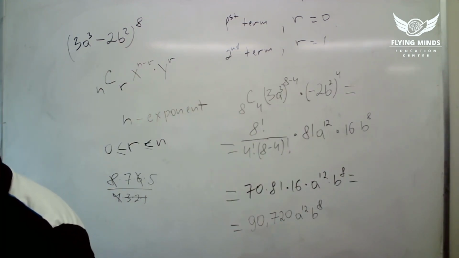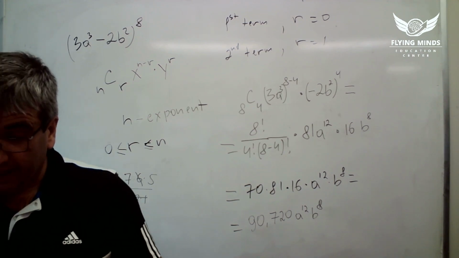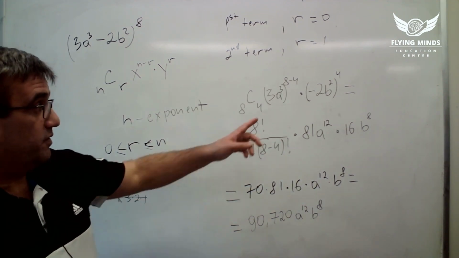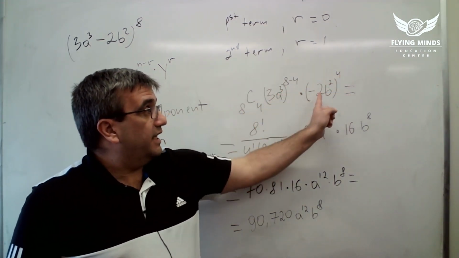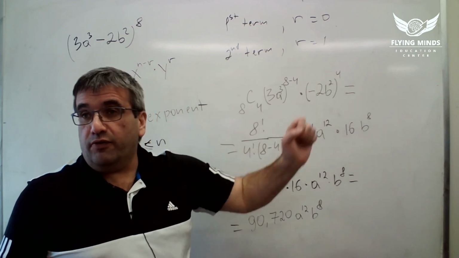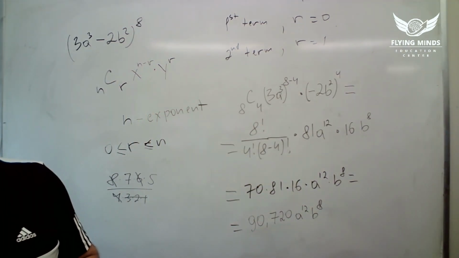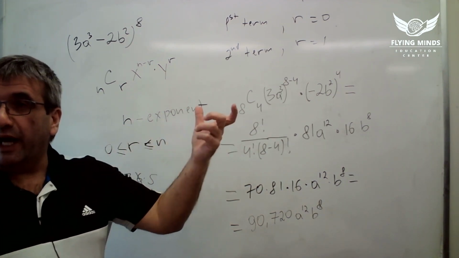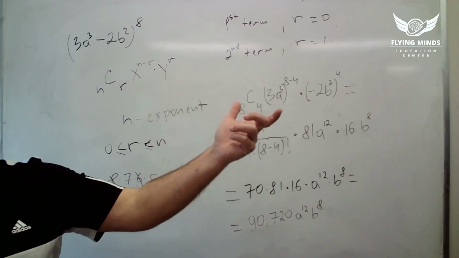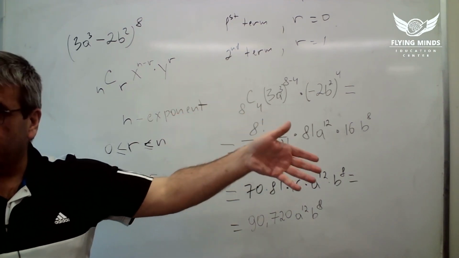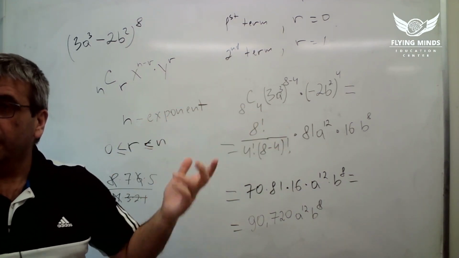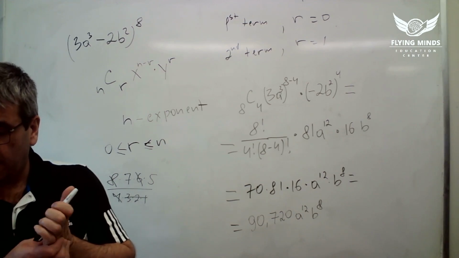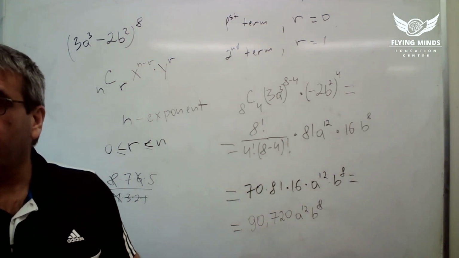And it's positive, right? That's right. It's positive because we have negative 2 to the power of 4. If the exponent is even, it will always be positive, because you multiply a negative number an even number of times: negative times negative is positive. All right, and that's option B.